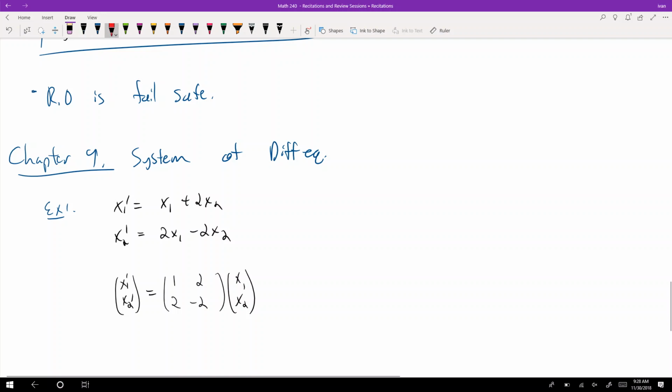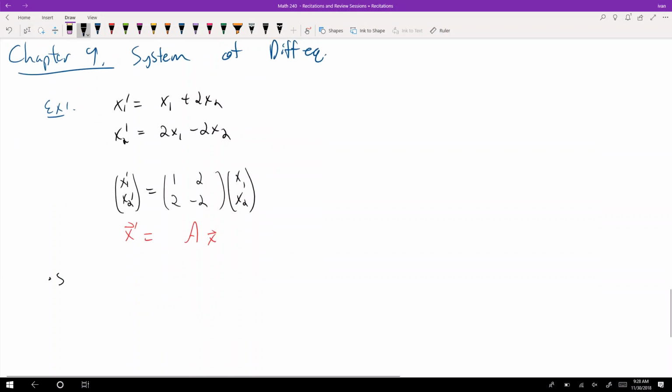This is how the notation will be for the rest of the system section. This is an x prime vector right here, so you have a vector of x1 prime, x2 prime. That's going to be equal to your coefficient matrix, which we call A, and then the x vector, which is the solutions that we're interested in. We're interested in this x vector at the end.